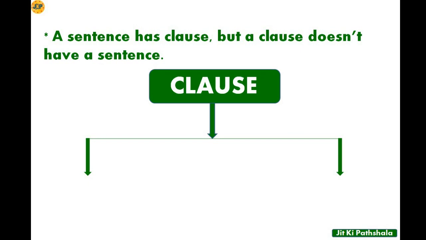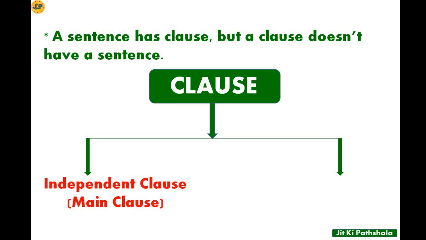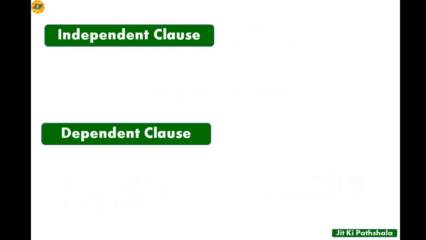Now let us look at the types of clause. Here clauses are of 2 types: independent clause, which is also known as main clause, and the second one is dependent clause. Now let's see what is independent clause and dependent clause.